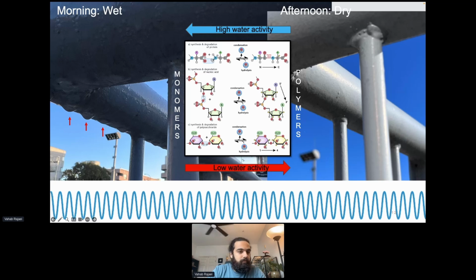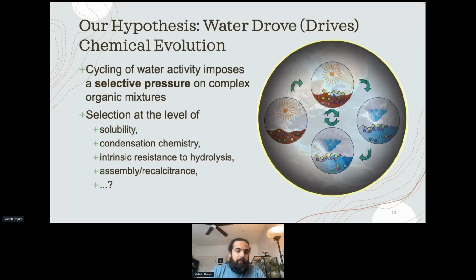And this little blue chart here, you can think of that as the day-night cycle going through the history of Earth. So throughout all of Earth's history, this has been happening. If there's been water, if there's been land, if there's been a chemical inventory, we would be going through wet-dry cycling. So our hypothesis is that this water activity drives chemical evolution. This cycling imposes a selective pressure where, in the wet stage and high water activity environments, the molecules that can survive better and resist hydrolysis persist and continue on and survive.